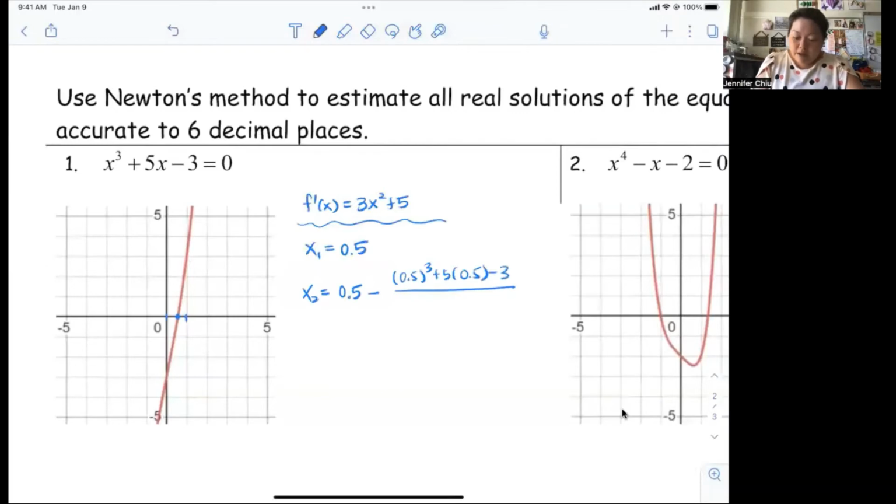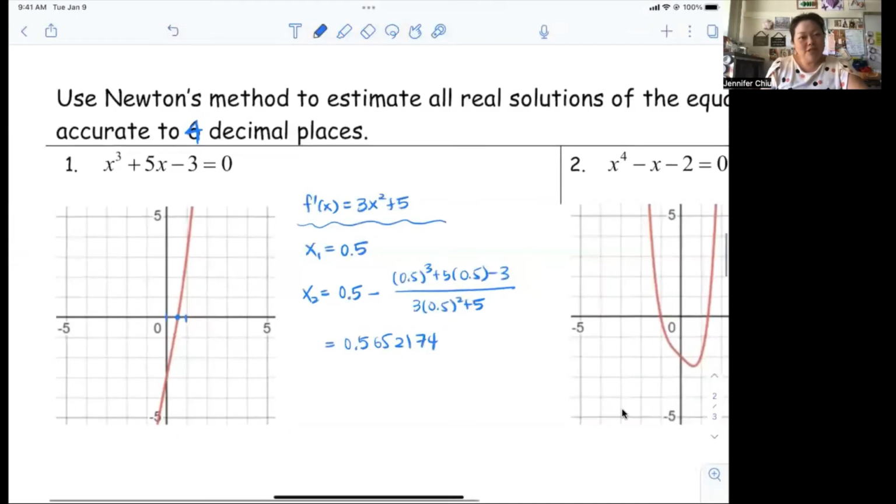Now the derivative. So you have 3 times 0.5 squared plus 5. Put that in the calculator. You will get a very long decimal, 0.5652174. And apologies, there should be about 4 decimal places. We don't need 6 decimal places, but your homework does want 6 decimal places. Once you have that, that's your x2.